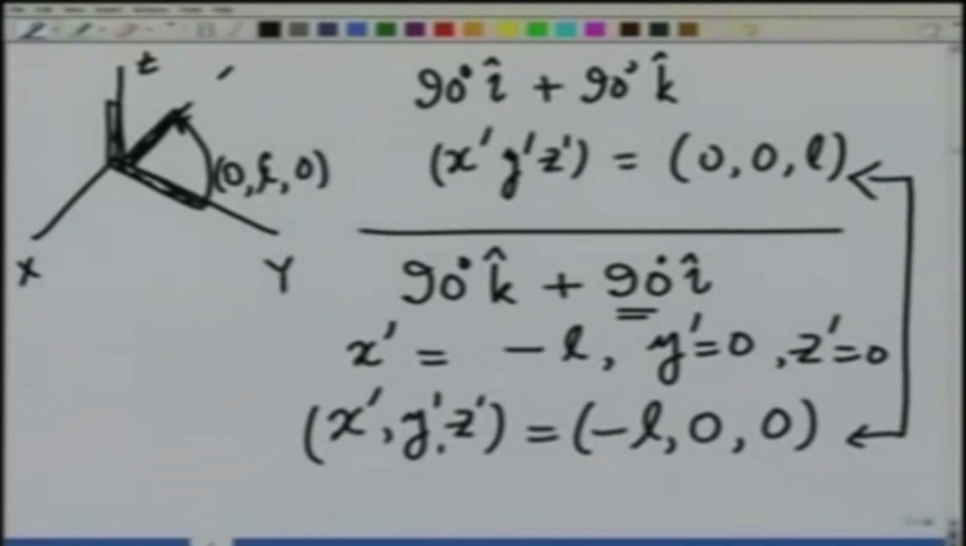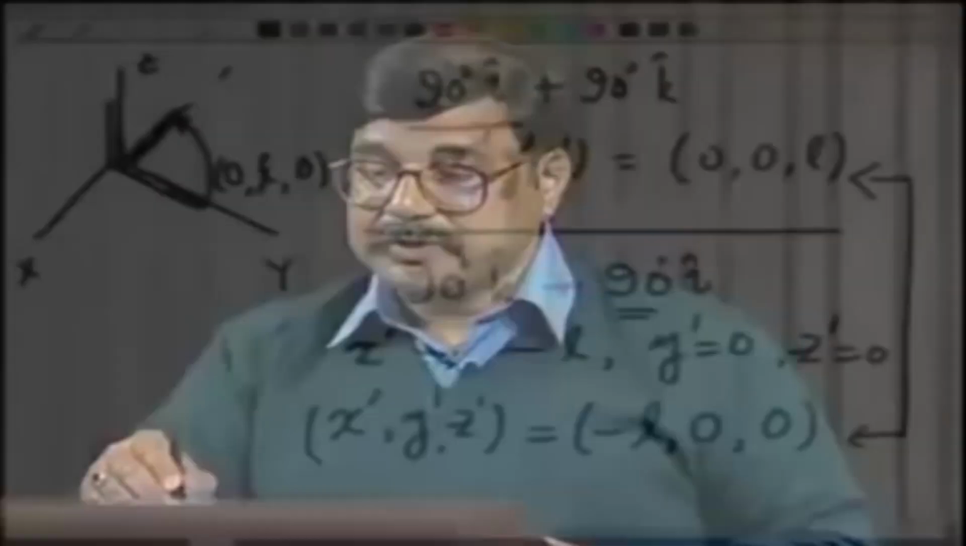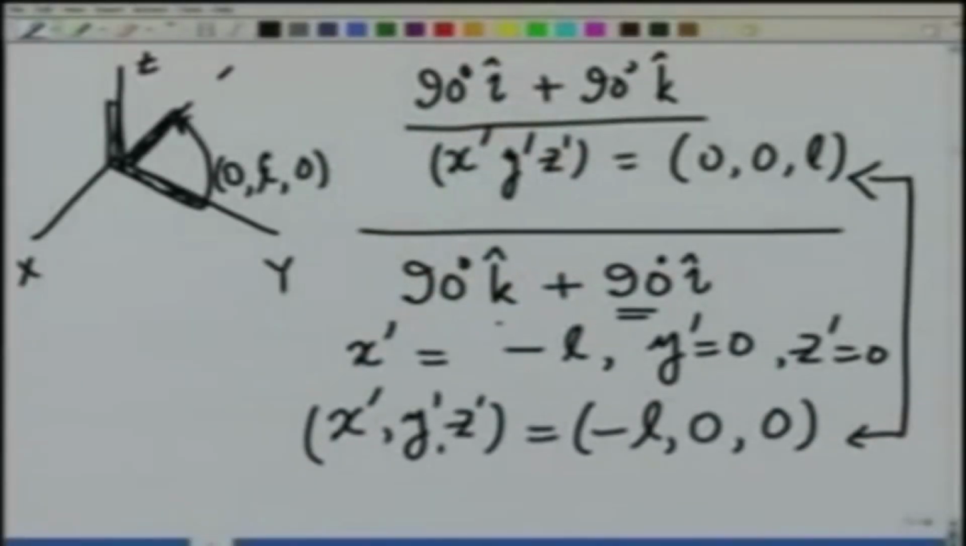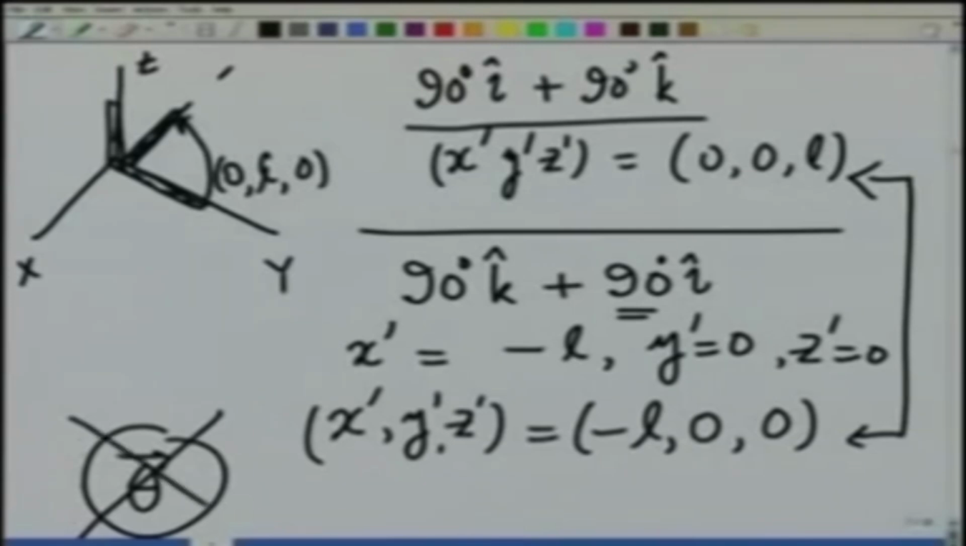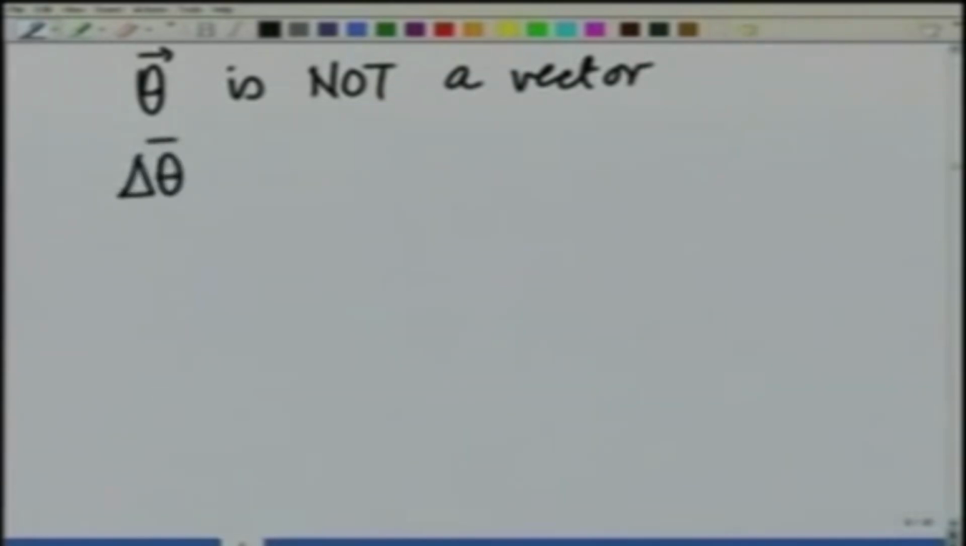What that means is that I can't really represent the rotation as a vector. It has no meaning because it changes according to the order in which I apply these rotations. So, angle theta cannot really be a vector, but there is a saving grace. The saving grace is that although a finite angle theta is not a vector, any infinitesimal change delta theta is a vector quantity.